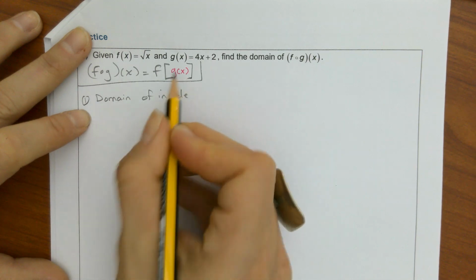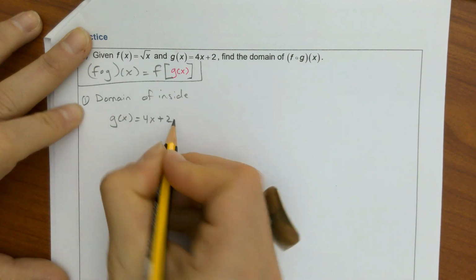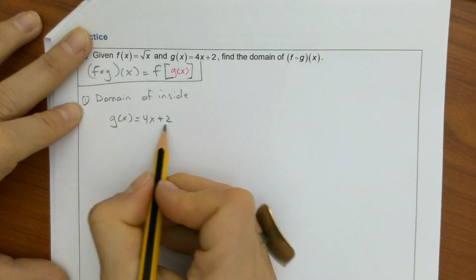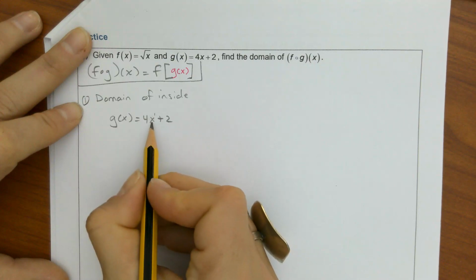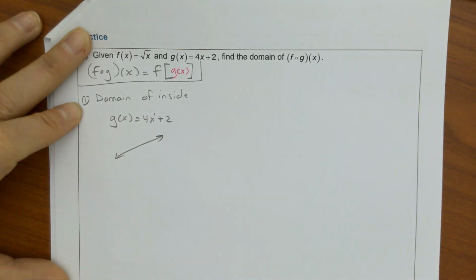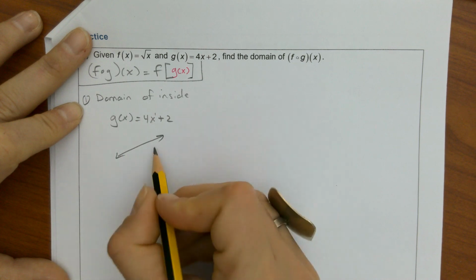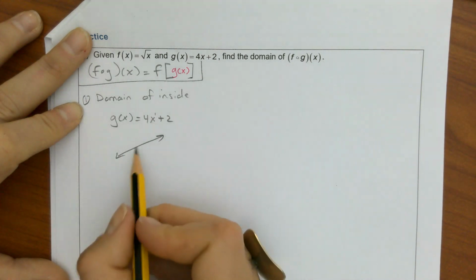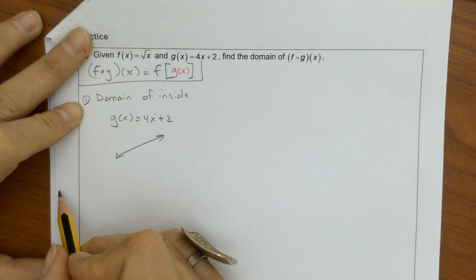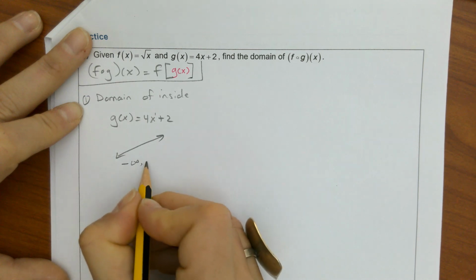Okay, so the first step is to find the domain of the inside. And g of x is the inside function. Okay, well, what's the power on this? There's a power of 1 on the x, which means this is a straight line. So what's the domain of a straight line? Well, it goes forever and ever and ever this way, it uses all the positive x values. It goes forever and ever and ever this way, it uses all the negative x values. So the domain is negative infinity to infinity.